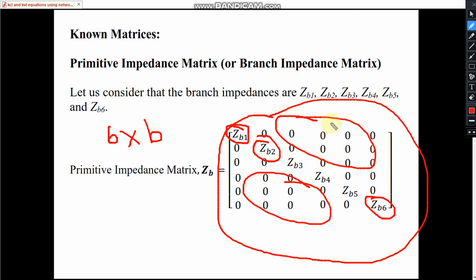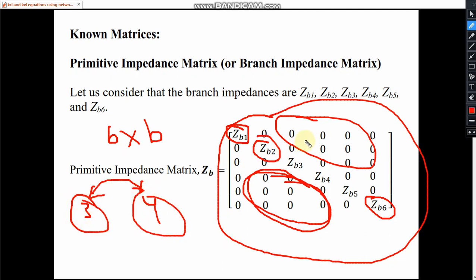Now these off diagonal elements will be non-zero only if, for example, between branch number 3 and branch number 4, there is a mutual inductance, a coupling. In case of uncoupled circuits, off diagonal elements will always be 0. It is the case of coupled circuits only in which off diagonal elements will be non-zero. So if between branch number 3 and branch number 4 there is a coupling, then Z_B34 and Z_B43 will be non-zero, remaining will be zeros. So this is primitive impedance matrix.